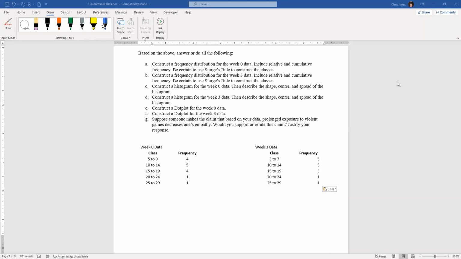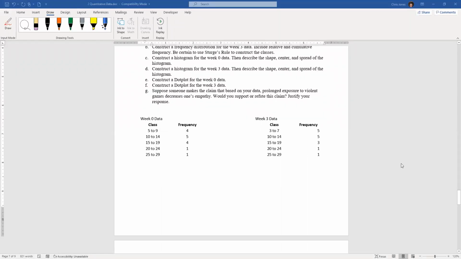So to continue with our example where we were determining whether or not aggressive video games leads to a lack of empathy with respect to the rating scale, we went through and constructed the frequency distributions for week 0 and week 3. What I did was copy and paste what we did into Excel and made the diagrams a little bit nicer for us to read. For parts C and D, we're going to make 2 histograms, one for the week 0 data and one for the week 3 data.